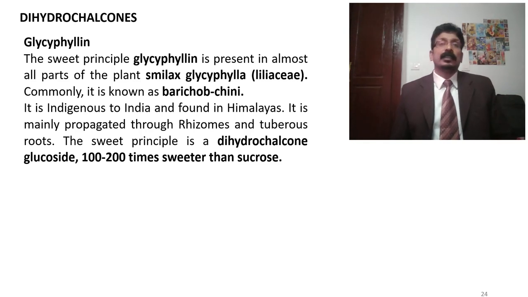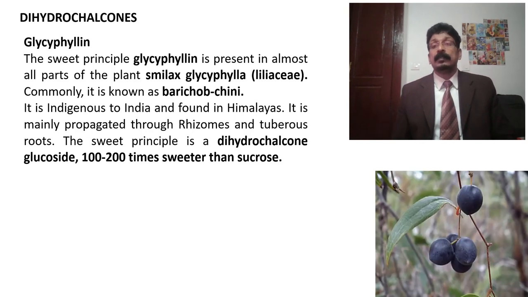The sweet principle glycyphyllin is present in almost all parts of Smilax glycyphylla, Liliaceae family, commonly known as sweet smilax. This is the plant, and the fruit. It is indigenous to India and found in the Himalayas. It is mainly propagated through rhizomes and tubers; from rhizomes and tubers you can develop the roots. The sweet principle is a dihydrochalcone glycoside, 100 to 200 times sweeter than sucrose.